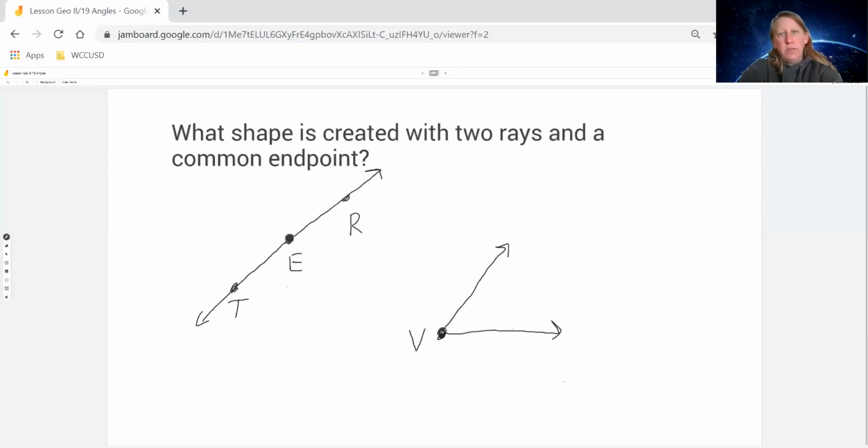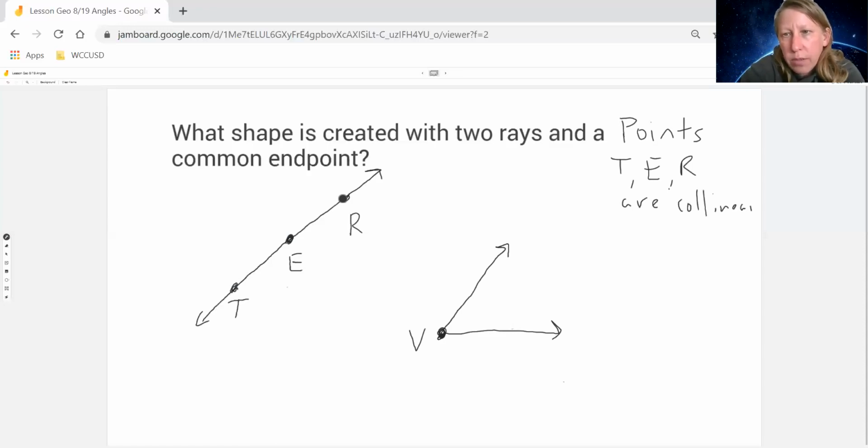So let's talk about a word. We talked about collinear before. So we have 3 points all in a line. Those points could be said to be collinear. So points, if we're talking about vocabulary, right? Points T, E, and R are collinear. I'm speaking another language now. I'm speaking geometry. Points T, E, and R are collinear.